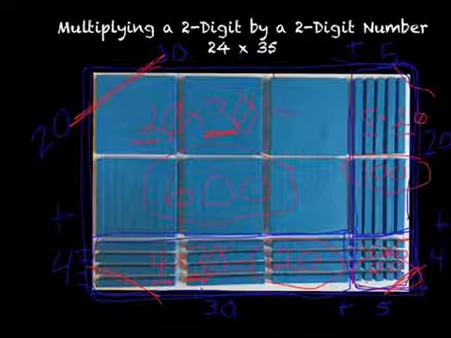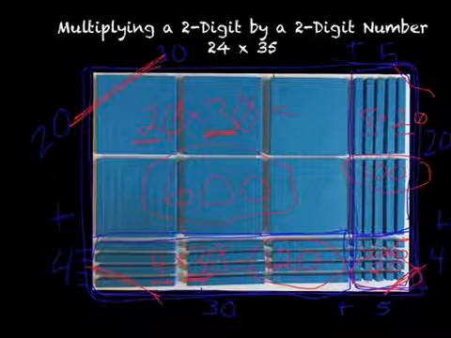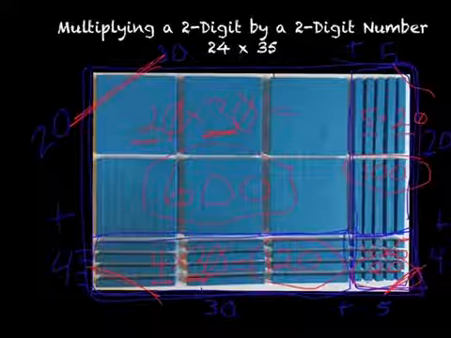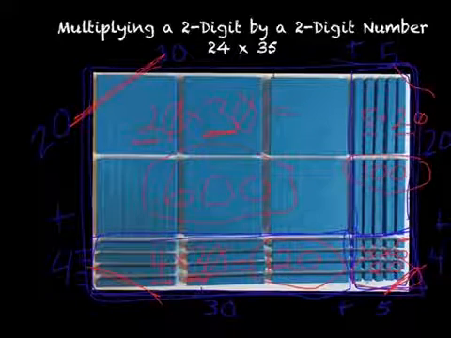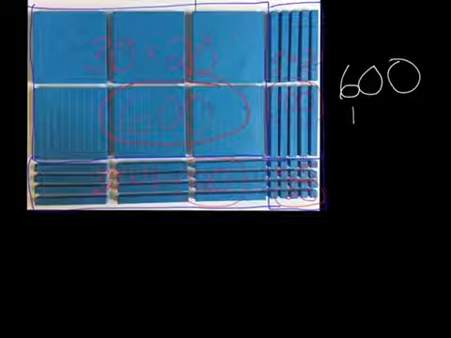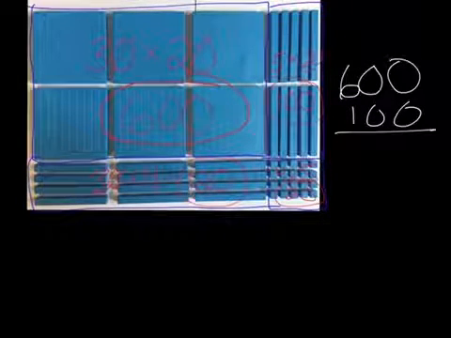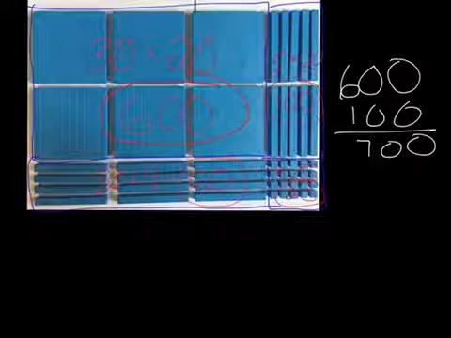So now I have 4 partial products that I need to put together to figure out the final product. So adding my partial products, I'm going to take the 600 plus 100 to get this to be 700.